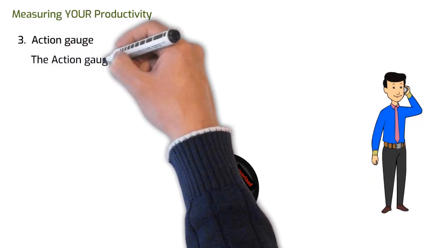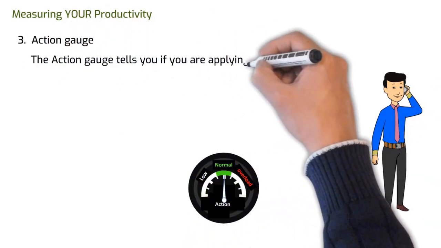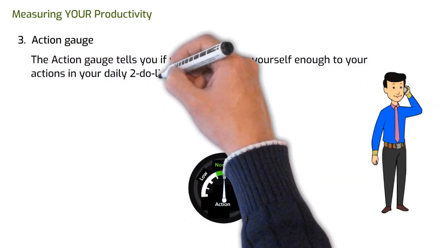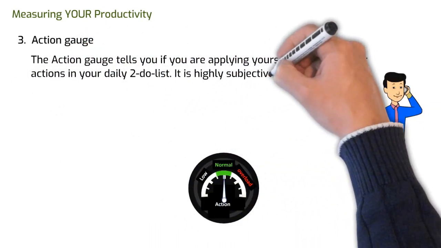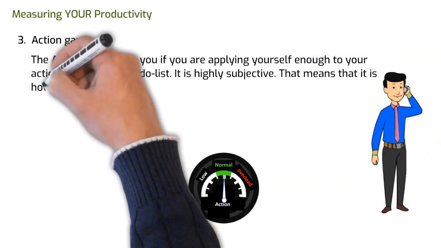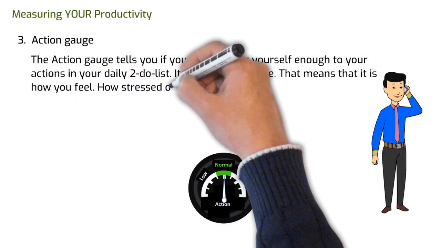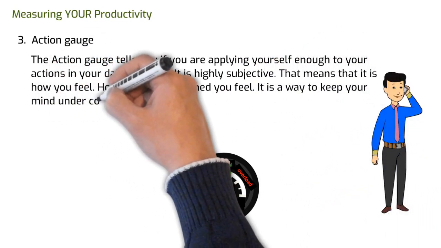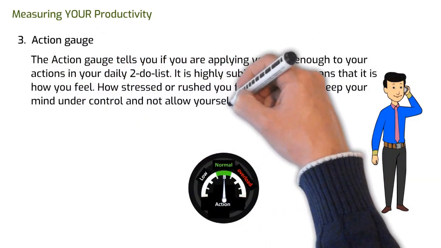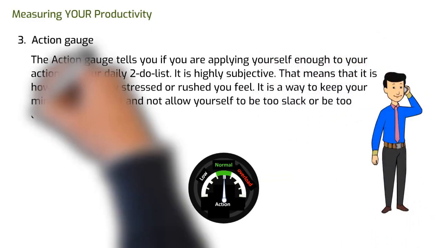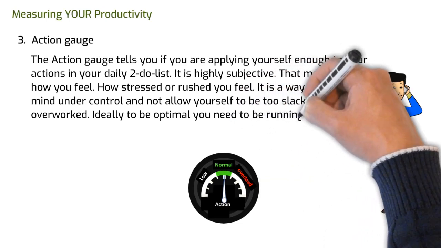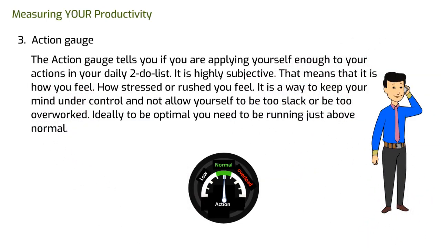Here's our action gauge. The action gauge tells you if you are applying yourself enough to your actions in your daily to-do list. It is highly subjective. That means that it is how you feel, how stressed or rushed you feel. It is a way to keep your mind under control and not allow yourself to be too slack or to be too overworked. Ideally, to be optimal, you need to be running just above normal.